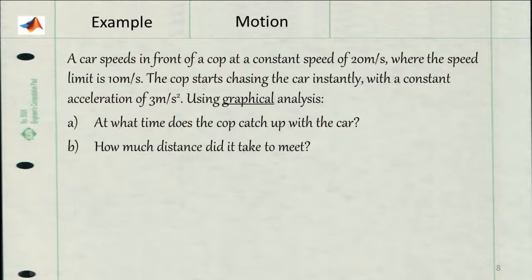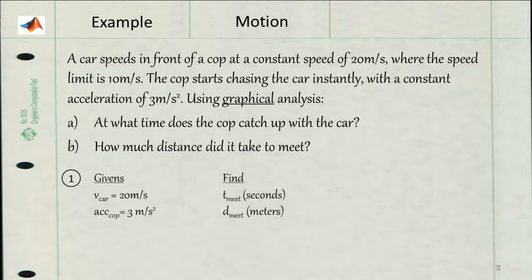Let's do a concrete example of graphical solutions. Suppose a car speeds in front of a cop at a constant speed of 20 meters per second. The speed limit is half of that. The cop starts chasing the car instantly with a constant acceleration of 3 meters per second squared. Using graphical analysis, at what time does the cop catch up with the car, and how much distance does it take to meet?